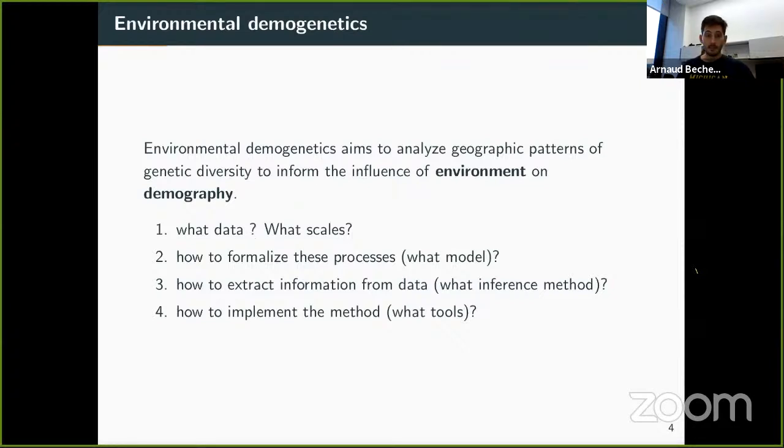And that's what the field tries to answer. And again, you just open the box with multiple questions inside. What data do you want to use? At what scales? How do you want to formalize these processes? That is, what is the model you want to use? And if you have the model, how do you use that to actually extract information from the data? And that's the question of the inference method you want to use.